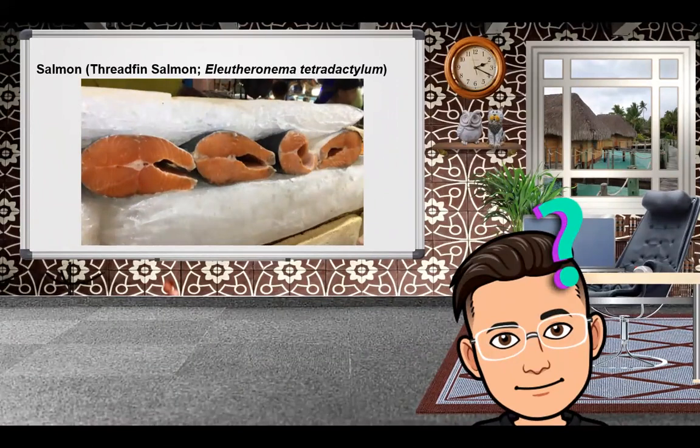The next one is what we call salmon. There are threadfin salmon around Philippine waters, but most of these fishes are imported and increasingly becoming popular. The salmon fish is available in public market, usually priced at 650 per kilo.